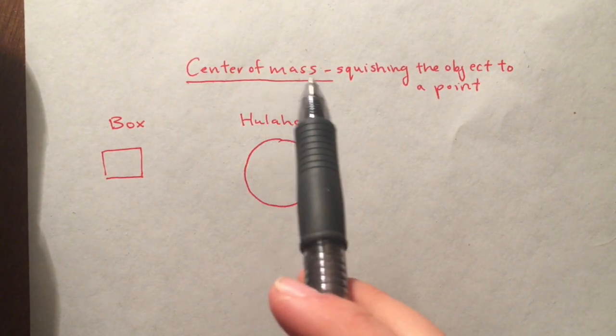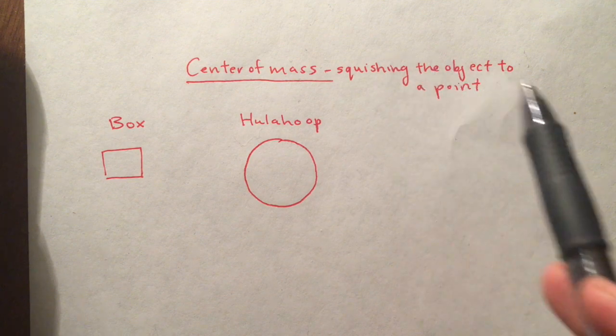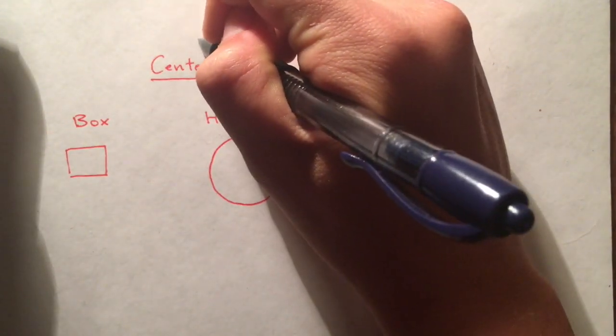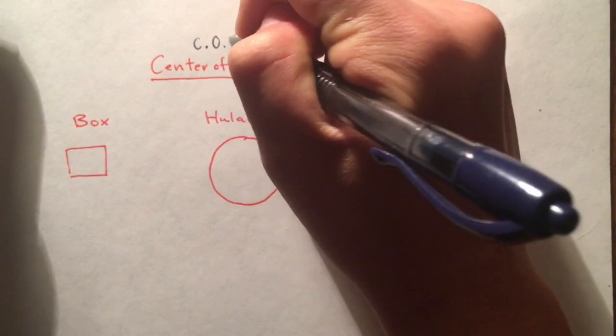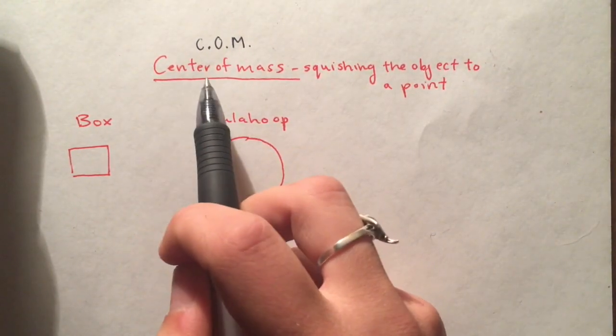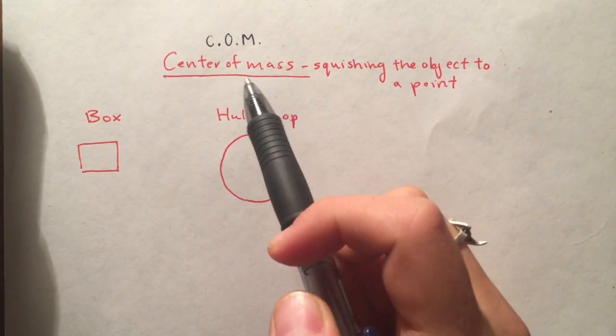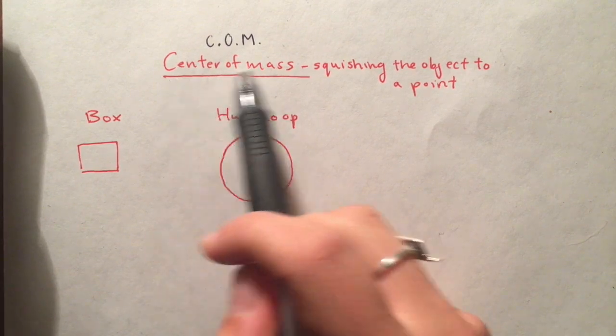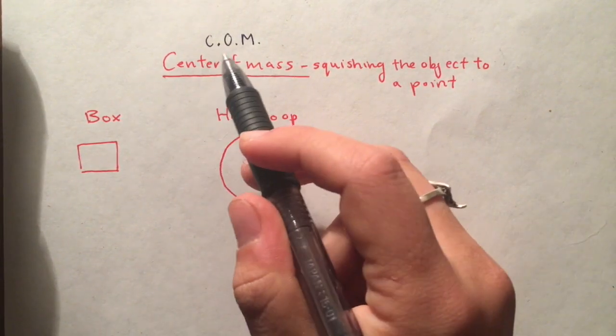So where is the center of mass in an object? The center of mass is like squishing the object to a point. By the way, center of mass can be abbreviated as COM. So COM is center of mass. This abbreviation is the bomb.com. Just saying. So instead of writing center of mass 40 million times, you could write COM.